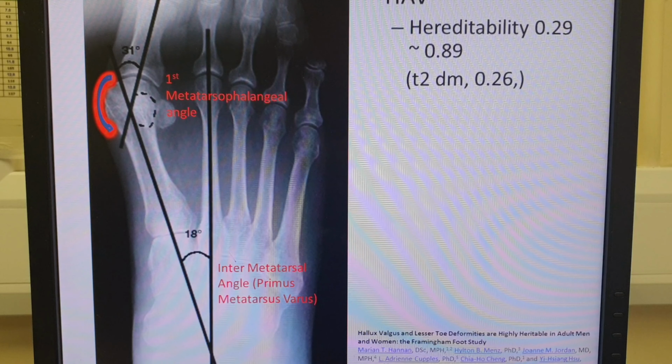But we can talk about risk factors, and the way we do that is we take a big study like the Framingham foot study. What they did is they took a large population of about 3,000 people, and they gathered lots and lots of data about their feet. So they looked at things like HAV angles, they looked at foot pain, they looked at foot type, they looked at body mass, gender, all this sort of thing. And what you can start to see from this is patterns of overlap.